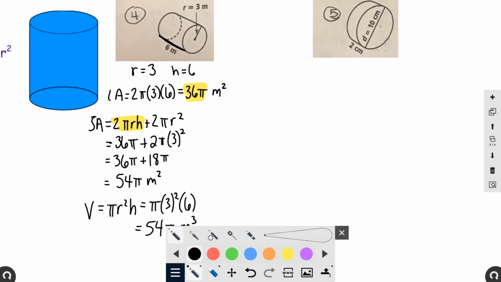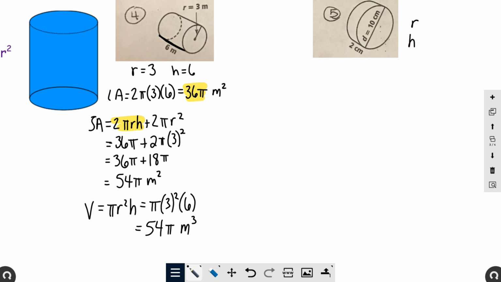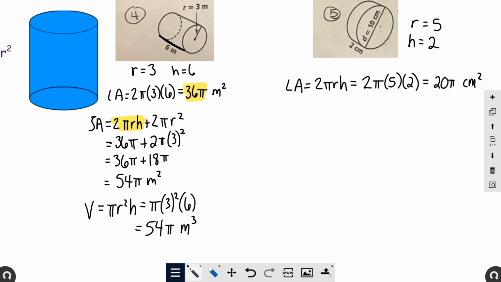All right, last one that we're going to do. Remember, you need the two things, your r and your h. What is r? 5. Good. It gives us the diameter, but we already know to cut that in half. And our height would be 2. And then we just do our formulas. Lateral area is 2 pi rh. Just plug in those numbers. So 2 pi times 5 times 2, or 20 pi.